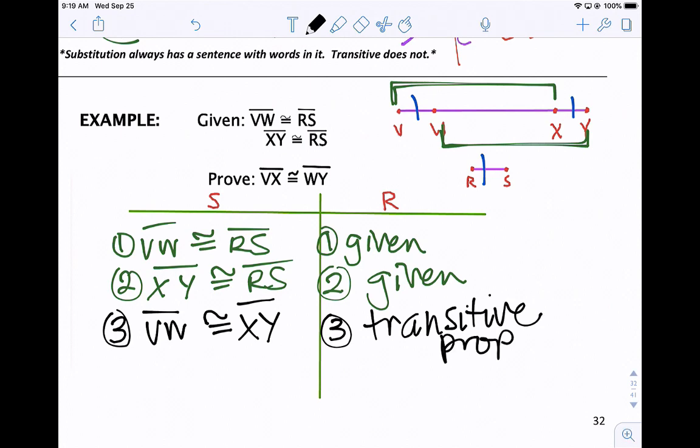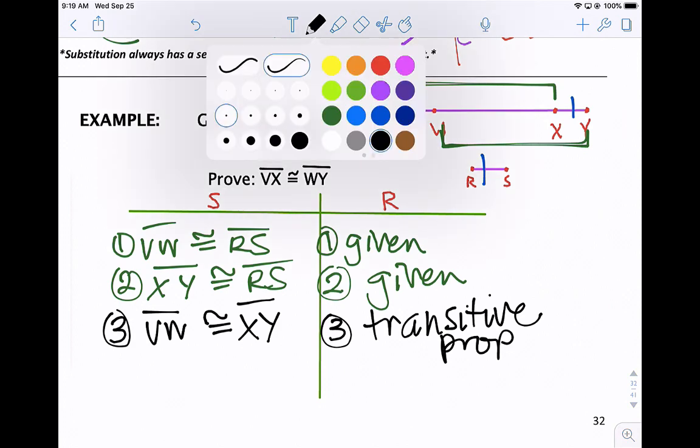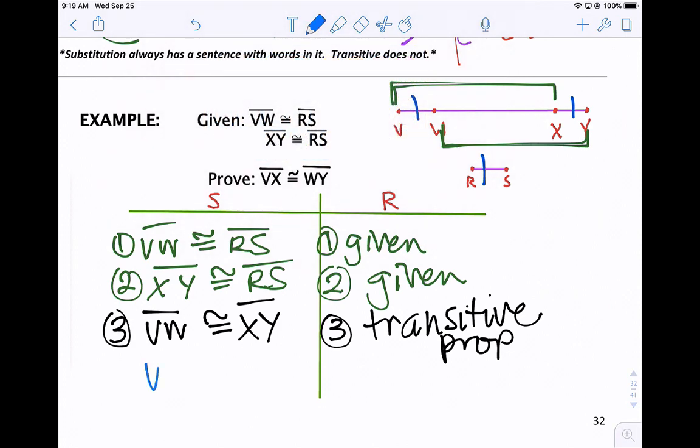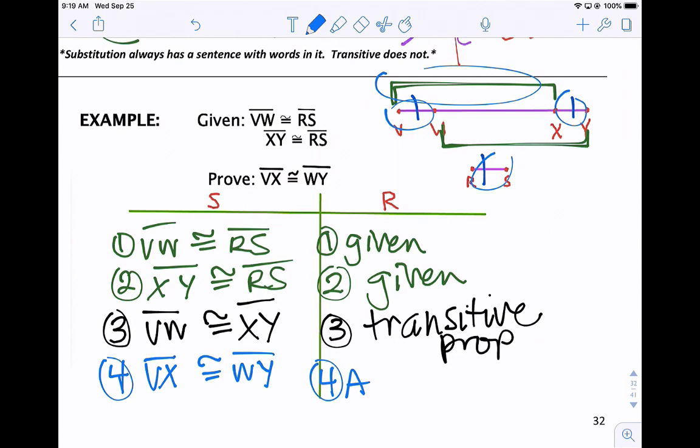Okay, so now that we said that those are congruent, we can say what we're trying to prove, which is VX is congruent to WY. And the reason is the addition property, because what we're trying to prove is bigger than what we started with. And we don't use multiplication because it's not like bisector, midpoint, trisector, and so on. So this is the addition property.